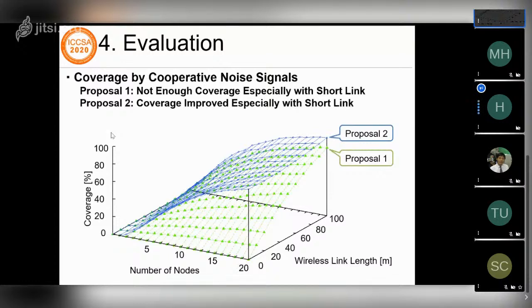Not yet. We only evaluated the coverage and security level. But by using our method, additional transmission power consumption is required in neighbor nodes. So we have to evaluate such performance. Both proposals are from our group. Additional neighbor nodes transmit the noise signal, so the coverage becomes high, but the transmission power consumption also becomes high. We have to evaluate the additional power consumption.